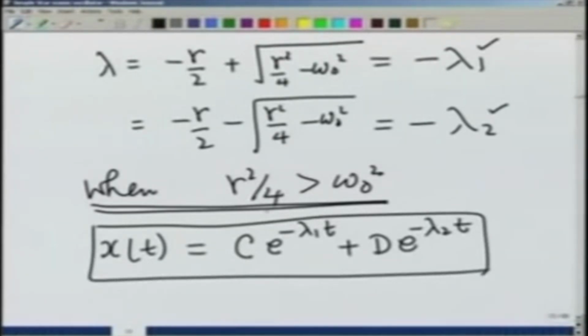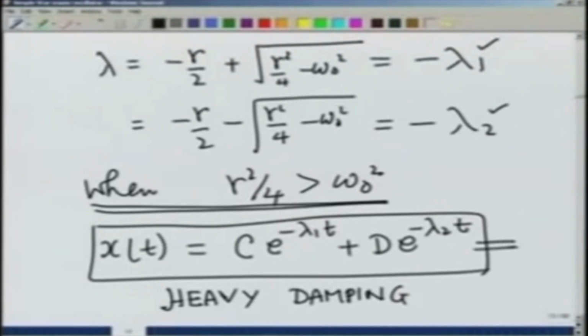When gamma square over 4 is greater than omega 0 square, this case is known as the heavy damping case. You can see from this expression that the solution is not oscillatory anymore. So right now let us focus on heavy damping.